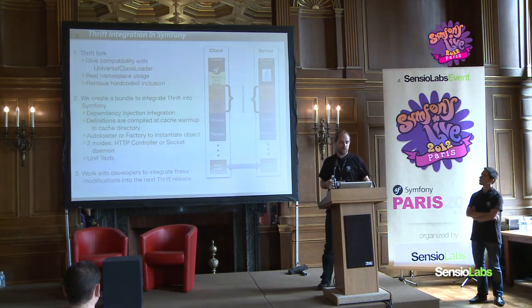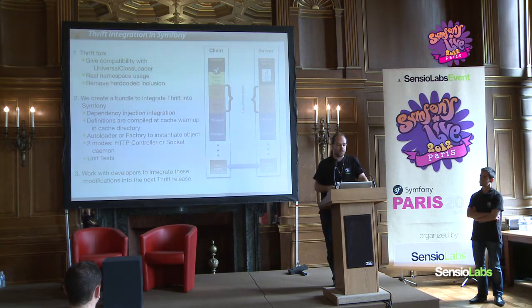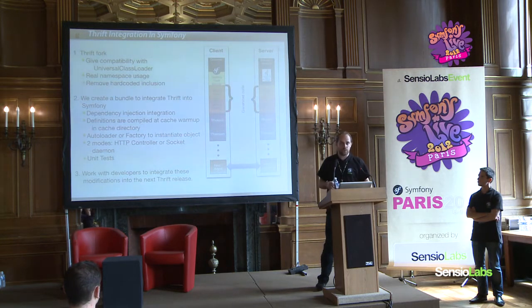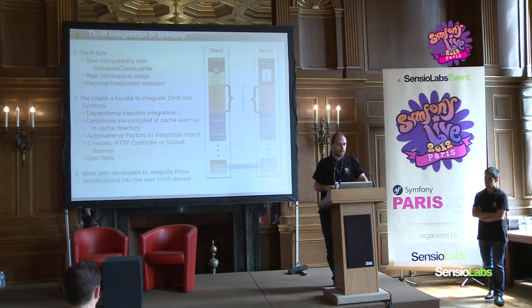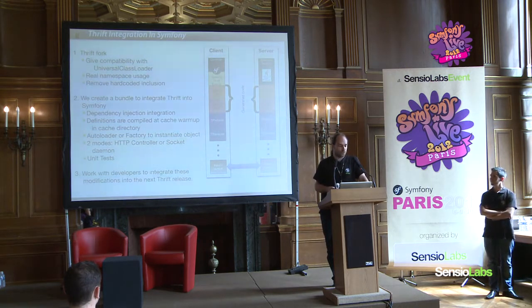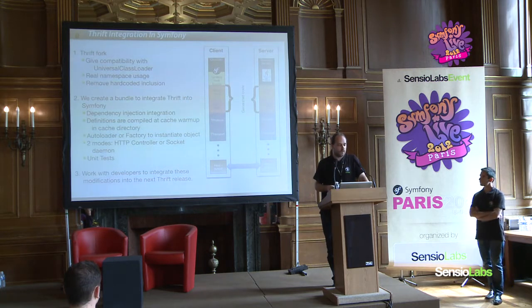Point number 2, we created a bundle, a public Symfony Overblog bundle, which we based on dependency injection. Each Thrift client and server is a Symfony service, and as a result, activated upon request. All the definitions created are compiled during the cache mode, thanks to a compiler pass. All the files are squeezed into the cache, and for the users, we created an autoloader and a factory, and we can use either one or the other, upon request, or as you wish.